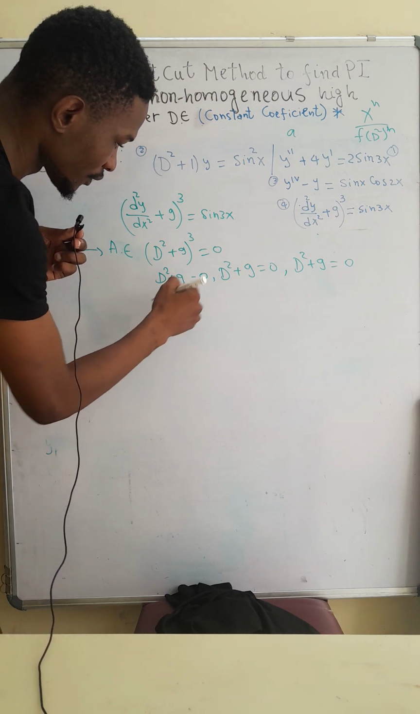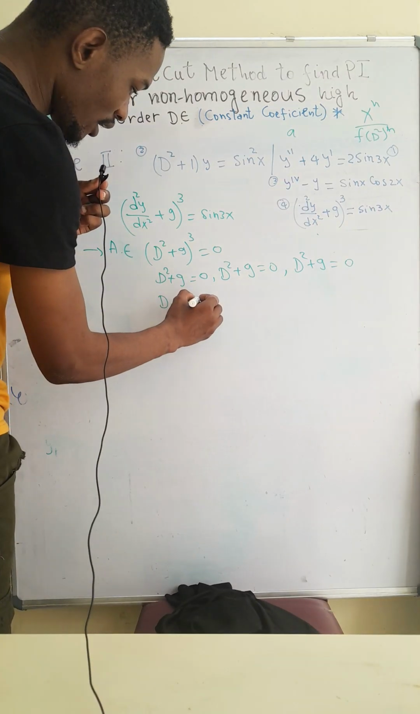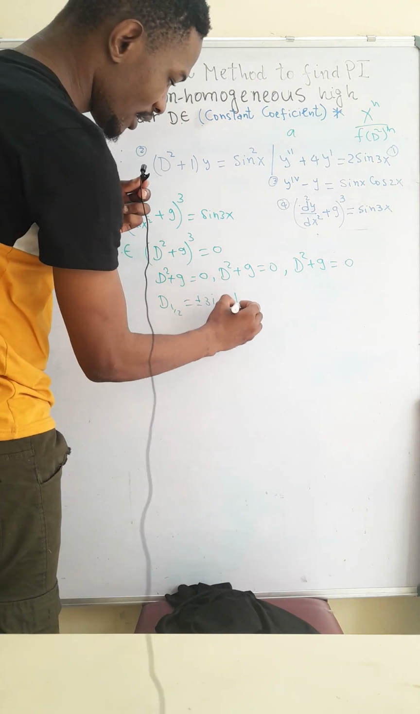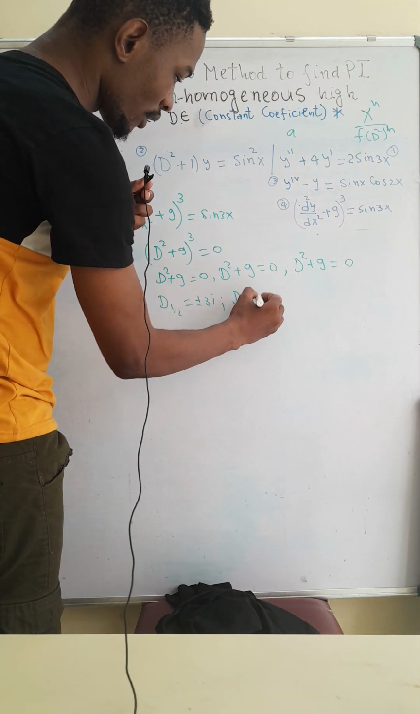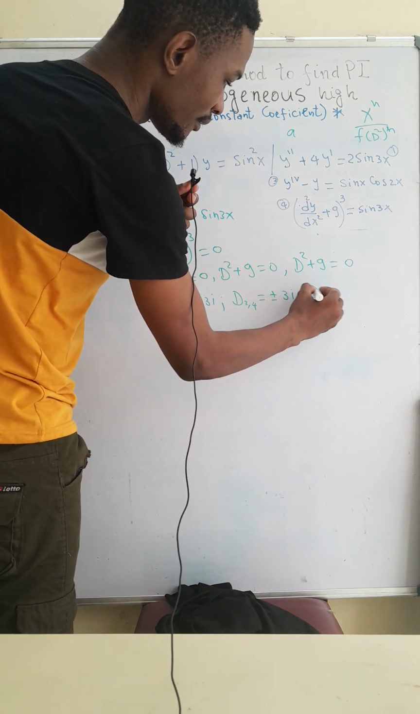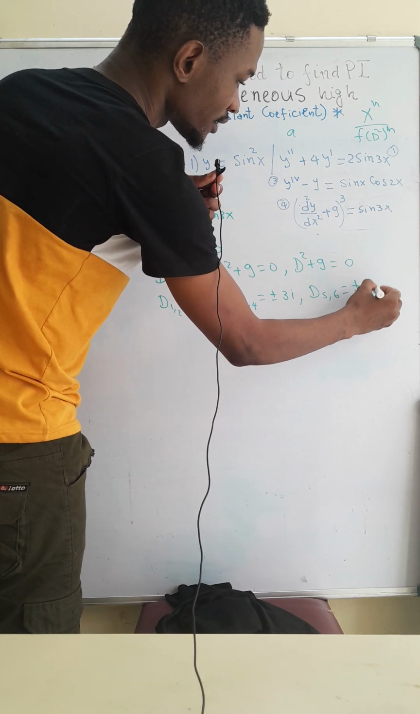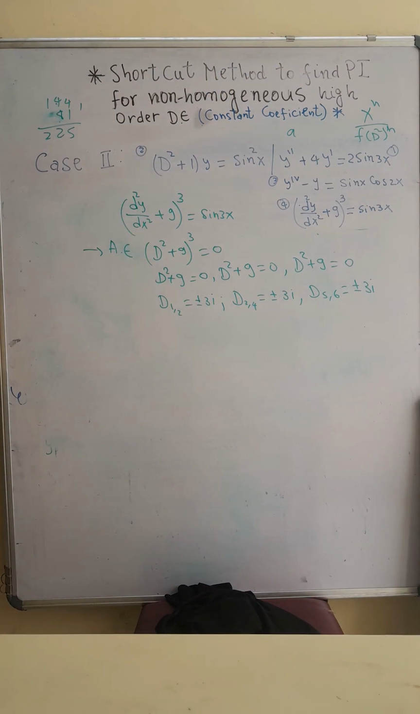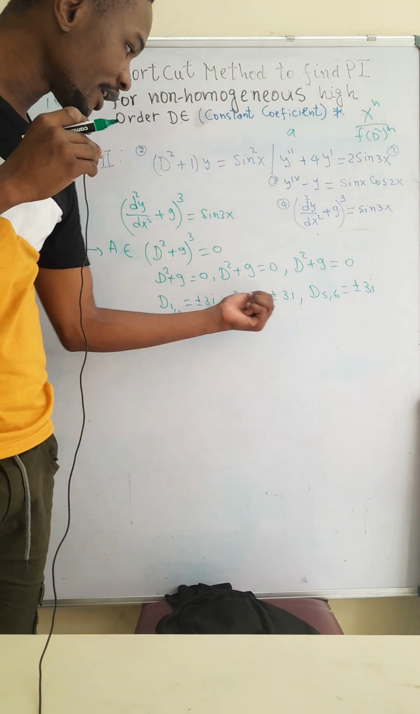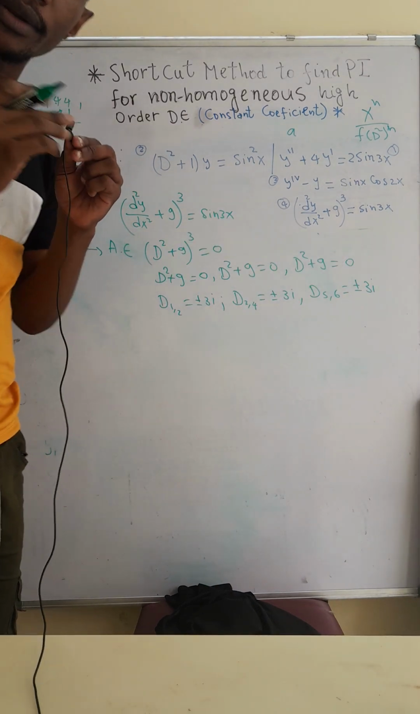Now here I'll get D1 and D2. This is the first pair of roots. Directly we can see that they will be plus or minus 3i, imaginary numbers. And D3 and D4 will be plus or minus 3i, and D5 and D6 will also be plus or minus 3i. If you see, it is repeated 3 times, plus 3i, 3i, 3i, and minus 3i, minus 3i, minus 3i.